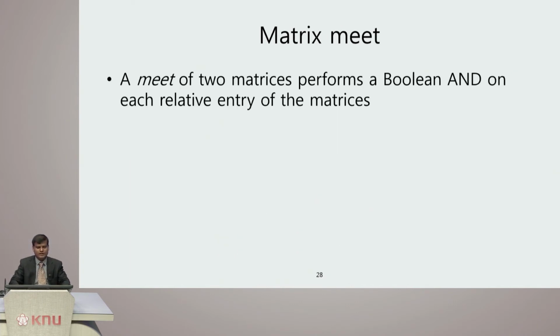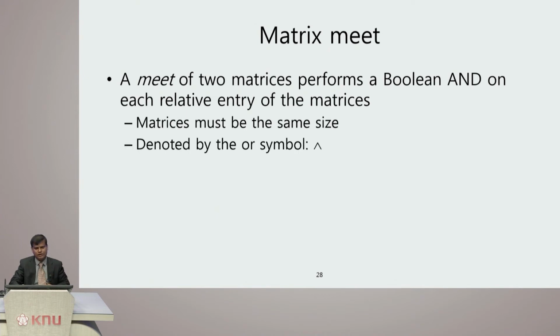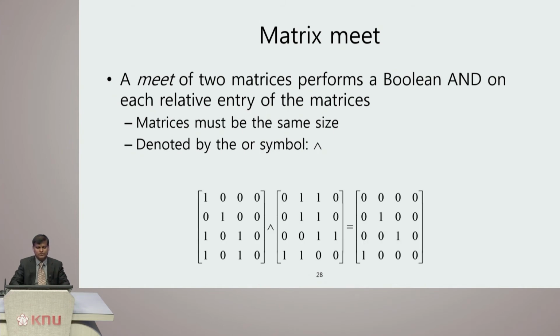A meet of two matrices performs a Boolean AND on each relative entry of the matrix. Let's see an example here. For the AND operation, a kind of cap symbol is used, and the same logic is used for performing this task, and you can see here the AND operation is performed. For example, 1 and 1 is 1. Just for your verification, I'm giving this example.